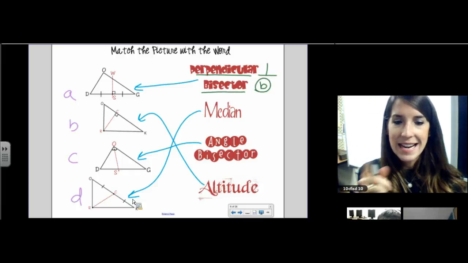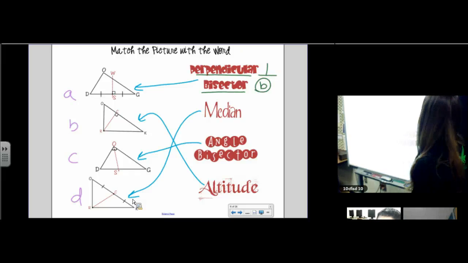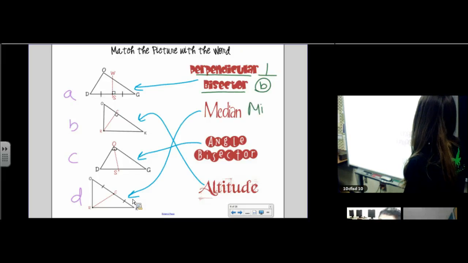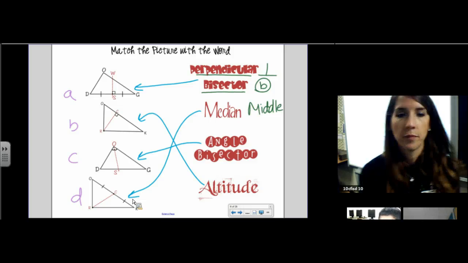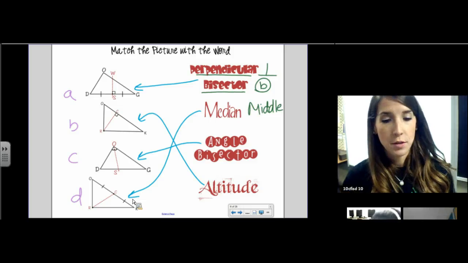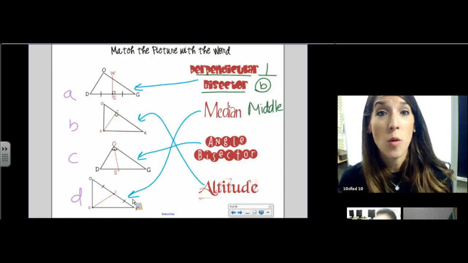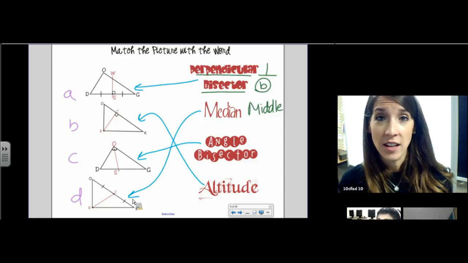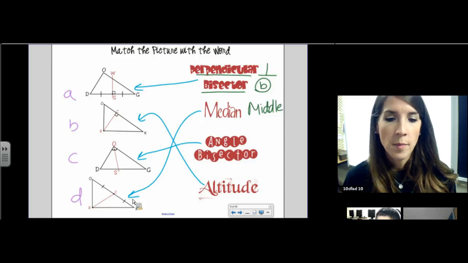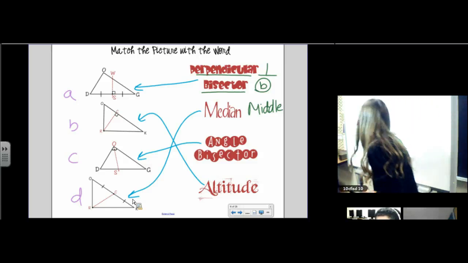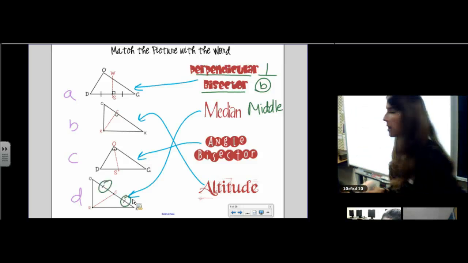Next one, median. I want you to think median, middle. Median, middle, median, middle. So the median goes through the middle of a triangle. It actually divides the triangle into equal parts, equal masses actually. The area of those two triangles would be equivalent, but we'll talk about that more later. Median, midpoint, median, midpoint. And so C is a midpoint because it's got those tick marks around it.